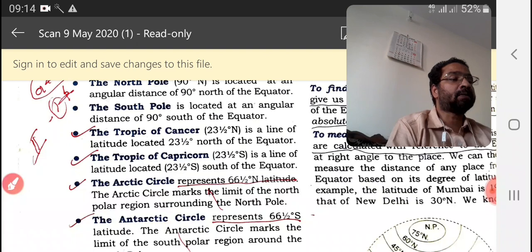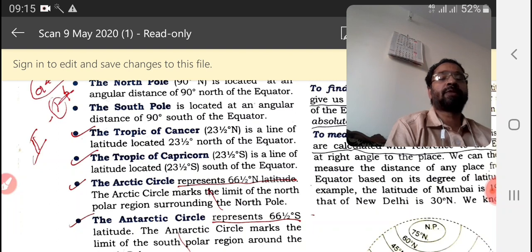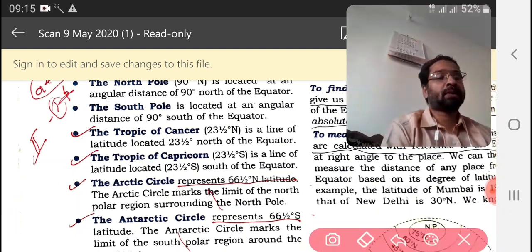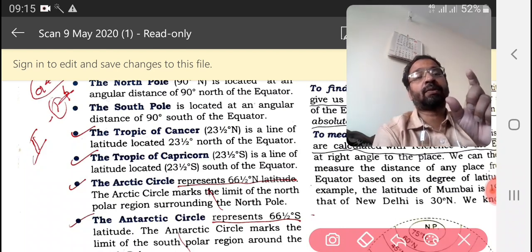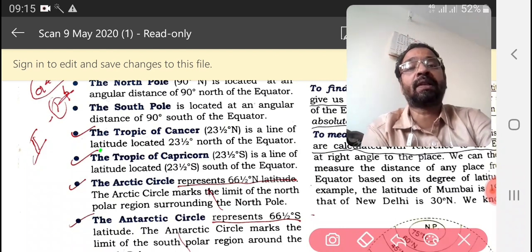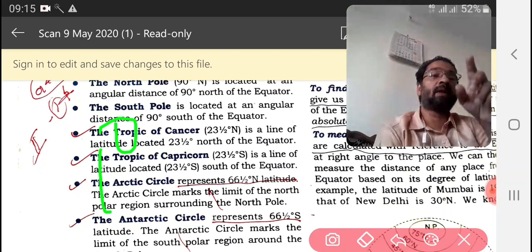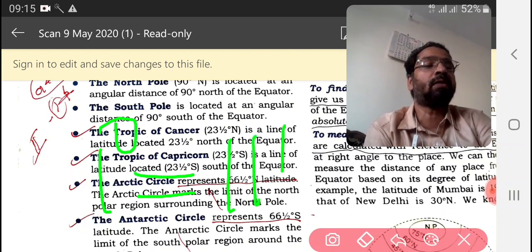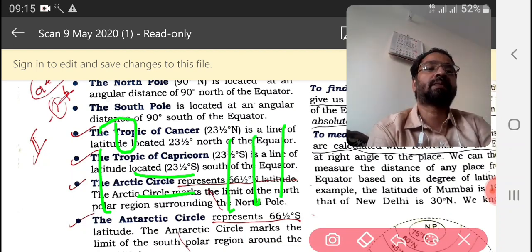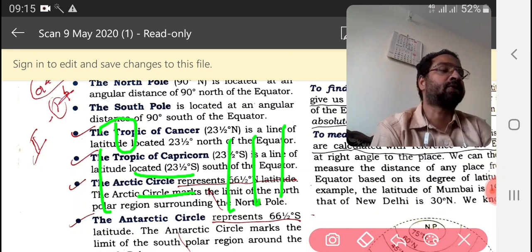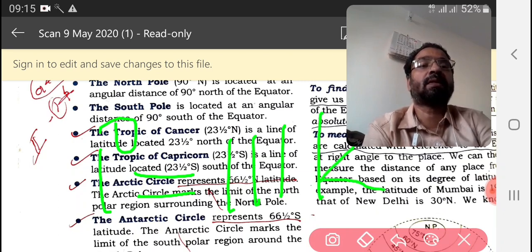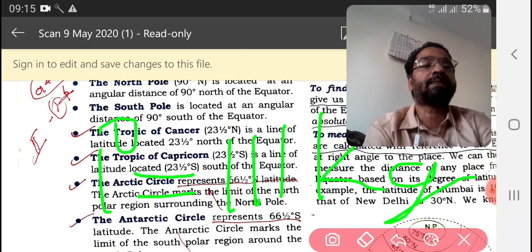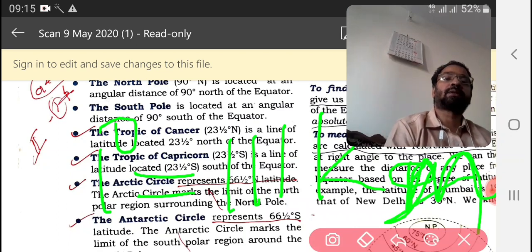And now another very important one. When you are learning first about latitude, each latitude has a distance of 1 degree, and 1 degree in kilometers, if we are calculating, is 111 kilometers. 111 km, kilometer. Okay.